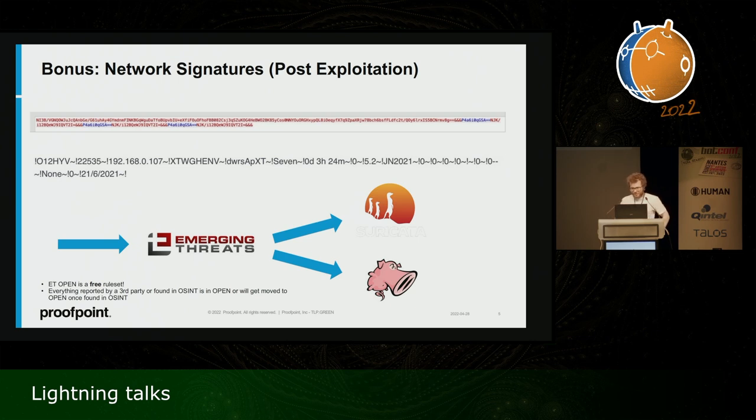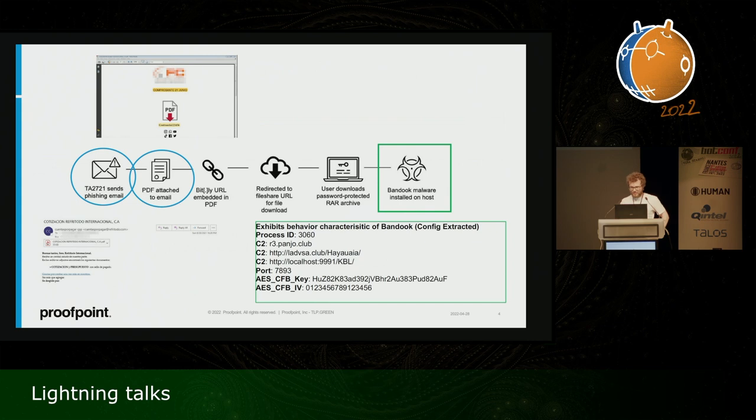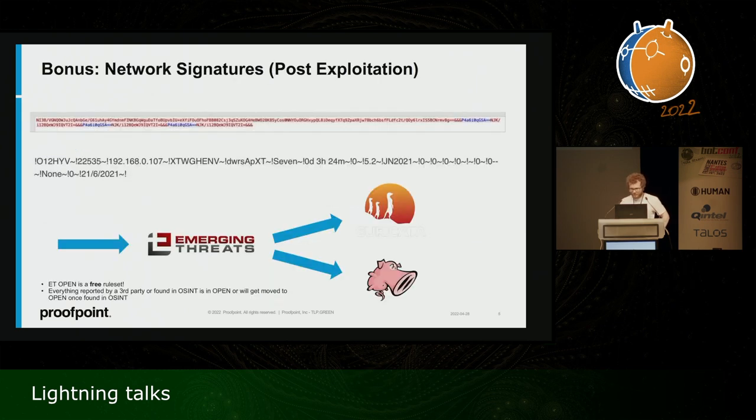Okay, bonus slide. If you have the config extracted from the final malware, you can also create network signatures, of course. As you have seen, we also extracted the encryption key, the AES information, so we were also able to decrypt the network traffic. And if a sample is free in OSINT data, then it goes into ETOpen, which is free, and everyone can use it.